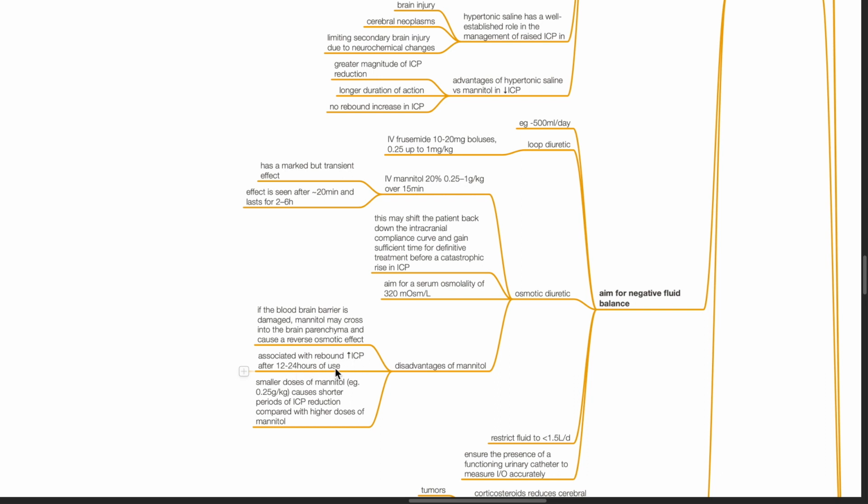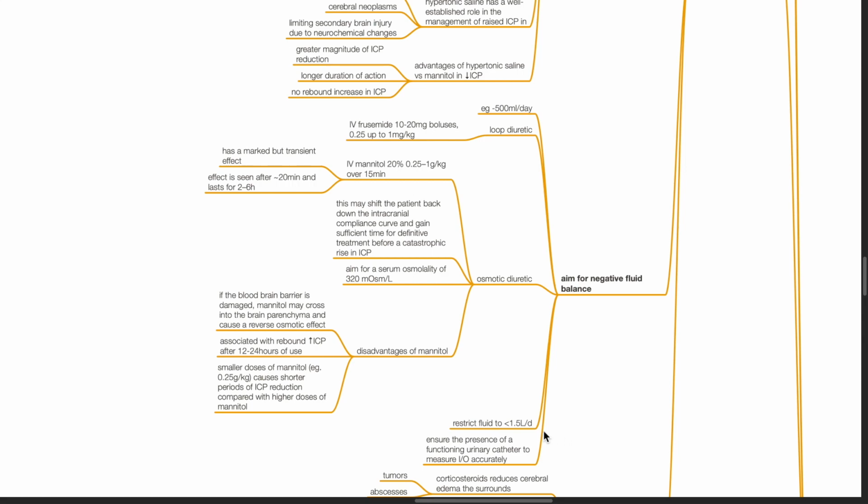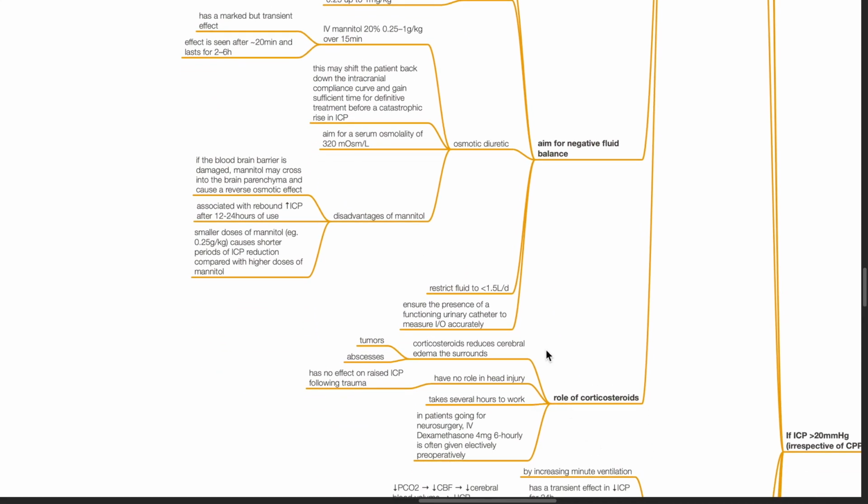Smaller doses of mannitol cause shorter periods of ICP reduction compared with higher doses of mannitol. Restrict fluid to less than 1.5 liters per day. Ensure the presence of a functioning urinary catheter to measure intake and output accurately.